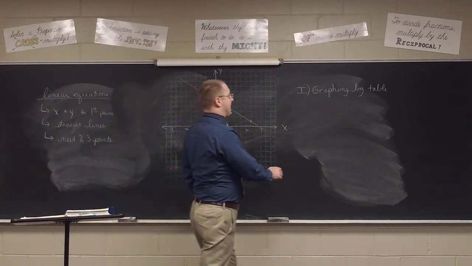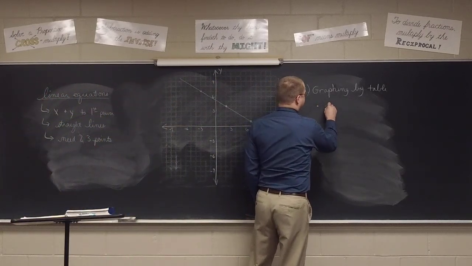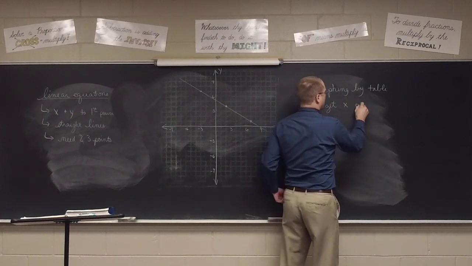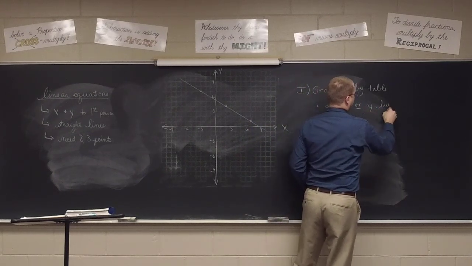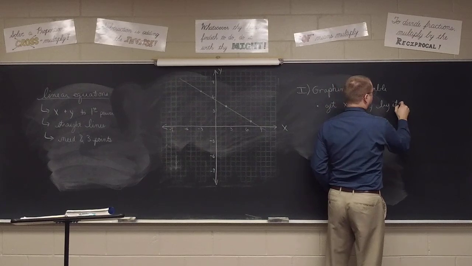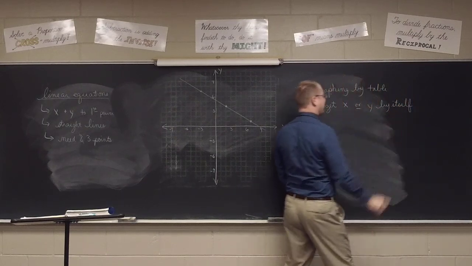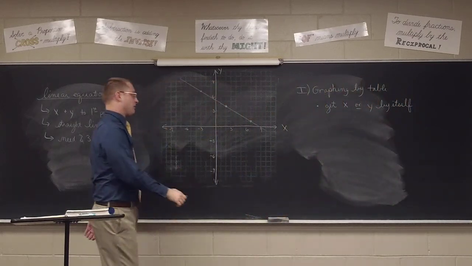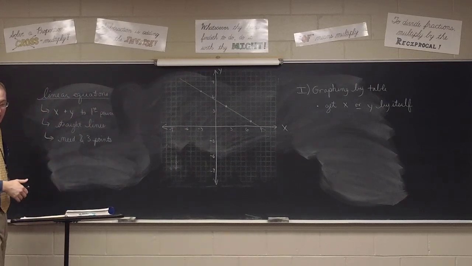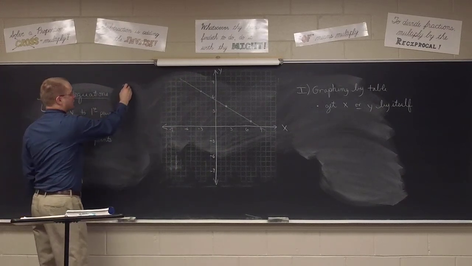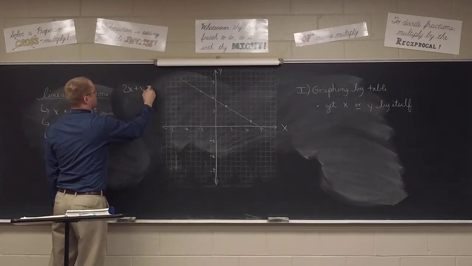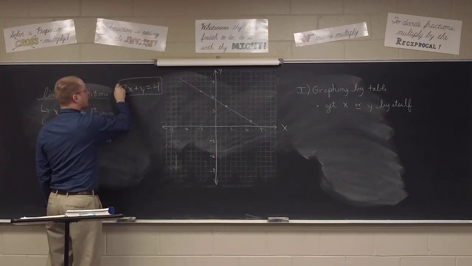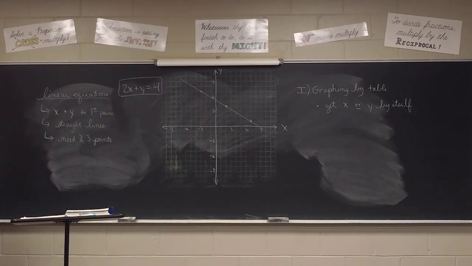If you're going to graph by table, first thing you want to do is to get either x or y by itself. Get a letter by itself. We said that a linear equation, such as, for instance, 2x plus y equals 4, has both x and y in it. We want to get one of those letters by itself.